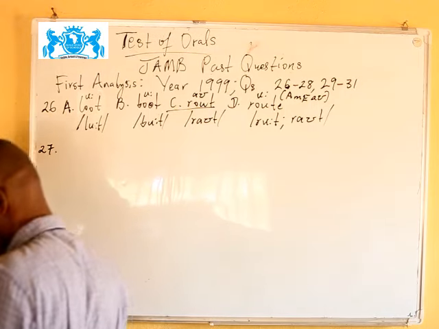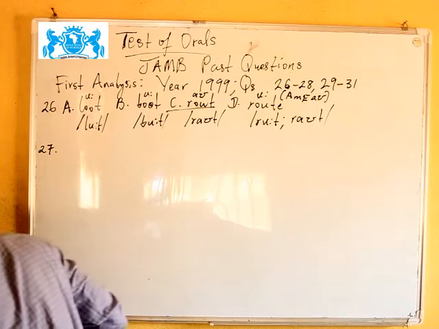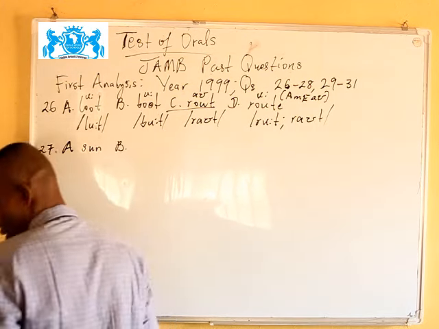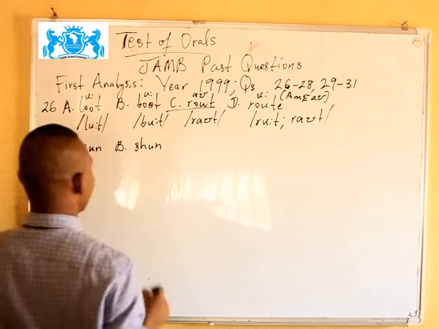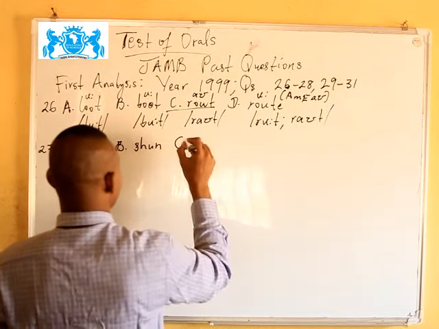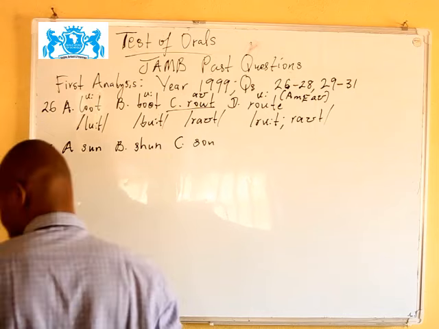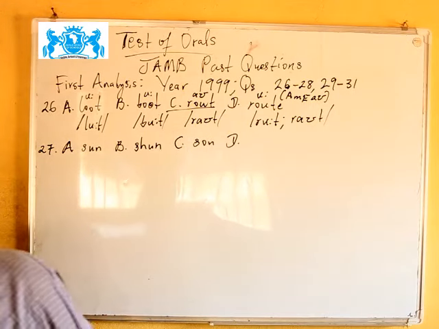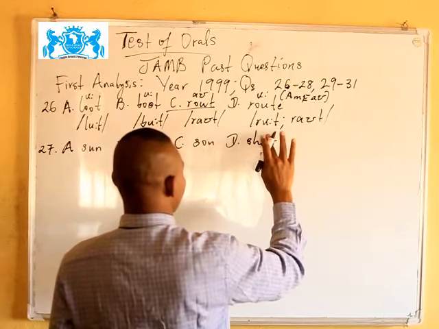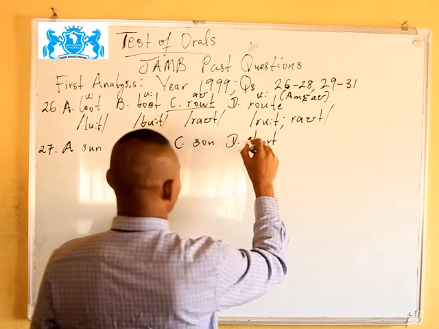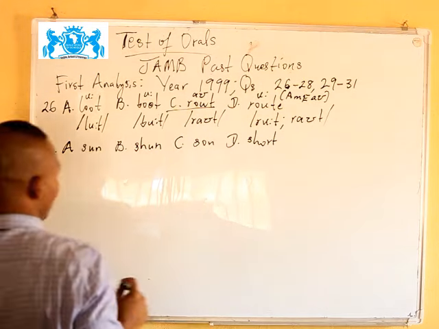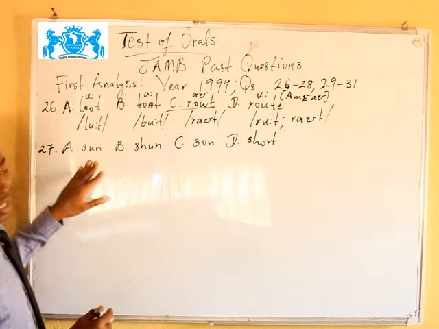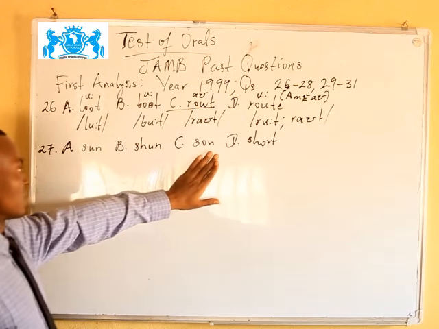Number 27. We have A as sun, B as S-H-U-N, C as S-O-N, and D as S-H-O-R-T. Okay, we pronounce as to get the answer before we analyze. We have this as sun. This is Shun. This is sun. This is short.